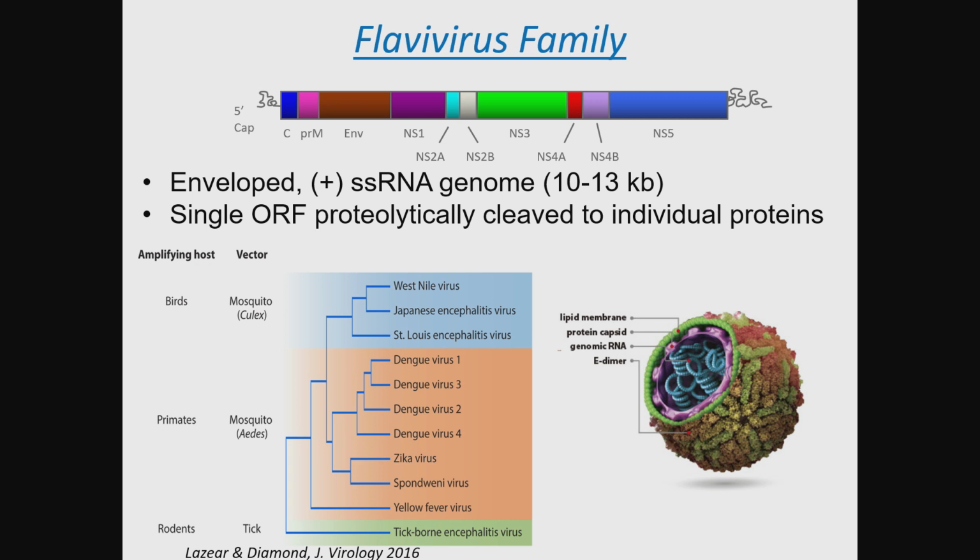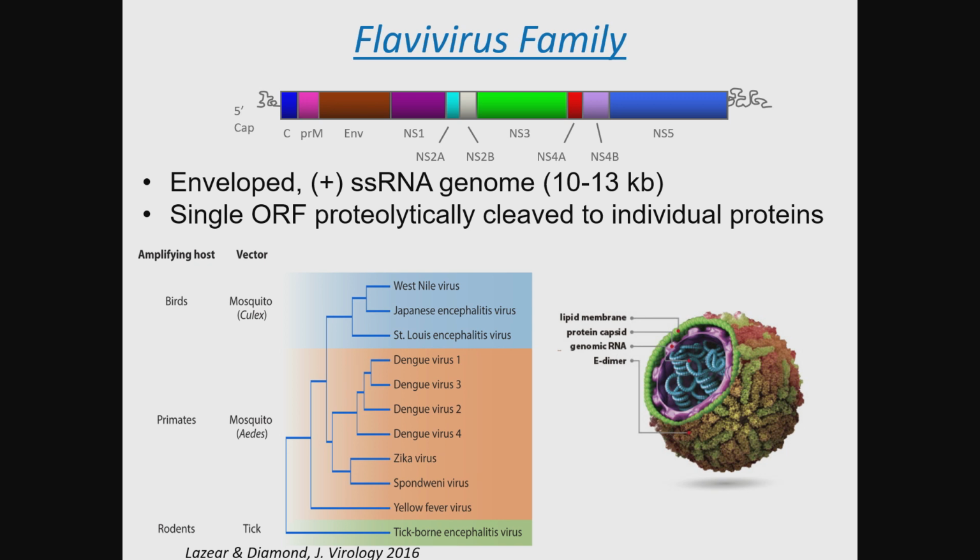This family of viruses are enveloped viruses with a positive-sense single-stranded RNA genome of 10 to 13 kilobases. This genome encodes a single open reading frame, which is proteolytically cleaved into the individual proteins. You can see here on top is the viral genome, and there are 7 non-structural proteins and 3 structural proteins: the capsid C, the membrane or premembrane, prM, and the envelope protein. And down here on the right is an artist's rendition of what this virus looks like. You can see the genomic RNA inside in the middle of the virus, and this genomic RNA is surrounded by the capsid protein.